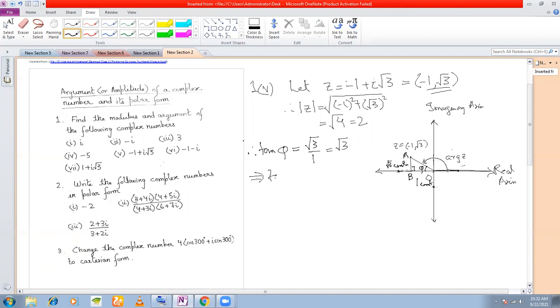Because we want to find phi, what value of phi gives tan equal to root 3? Pi by 3. That means phi is pi by 3. Therefore, what should be the argument of z? This entire angle is pi minus phi, which is equal to pi minus pi by 3, which is equal to 2 pi by 3. Is it clear? Yes, sir. Good. Now, I don't have time for the rest, so I'll stop here.